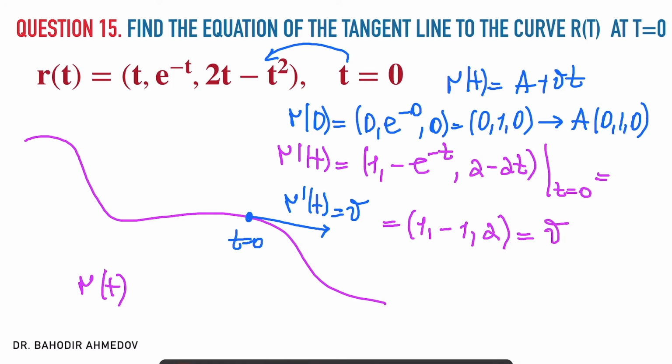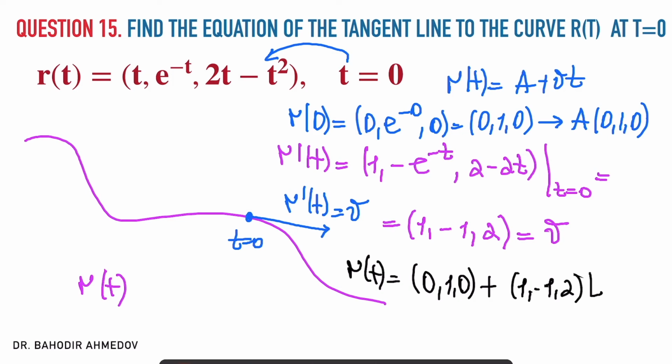Now we just plug everything into the equation of the line. So the equation of the tangent line is going to be the point with components 0, 1, and 0, plus the v vector, 1 minus 1 and 2, times t.